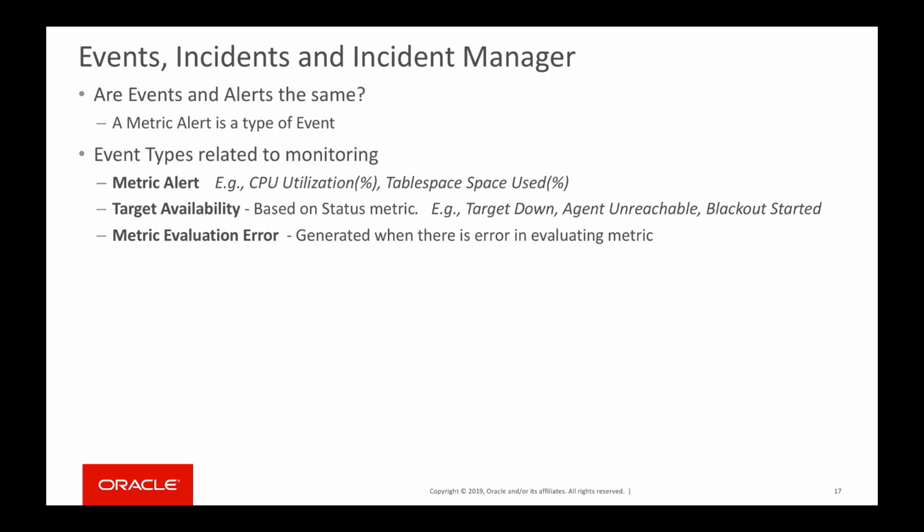So in the EM world, in fact, there is no official term of alert. What it has is a metric alert event, which is one type of event. However, the term alert is often used interchangeably with event in general or with notifications. So when we say I got an alert, that usually means I got an email notification.